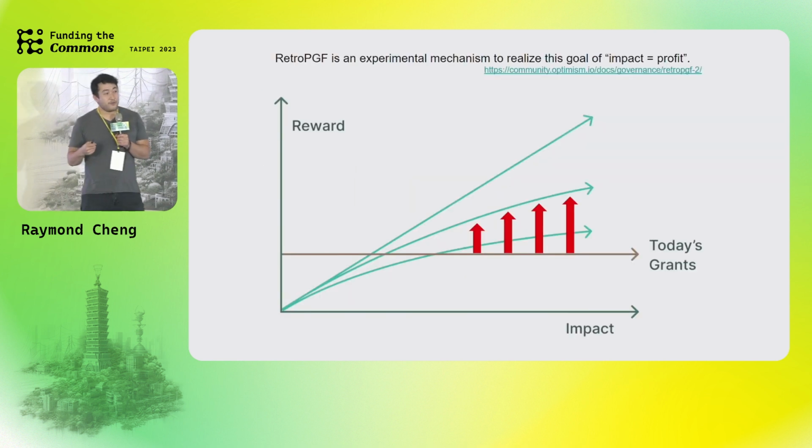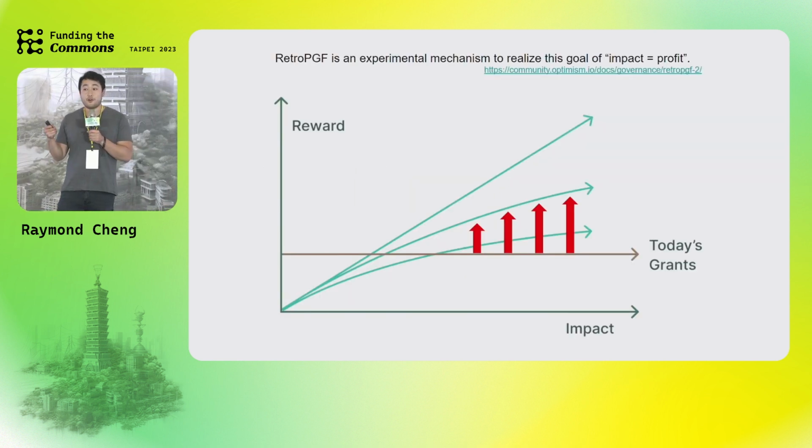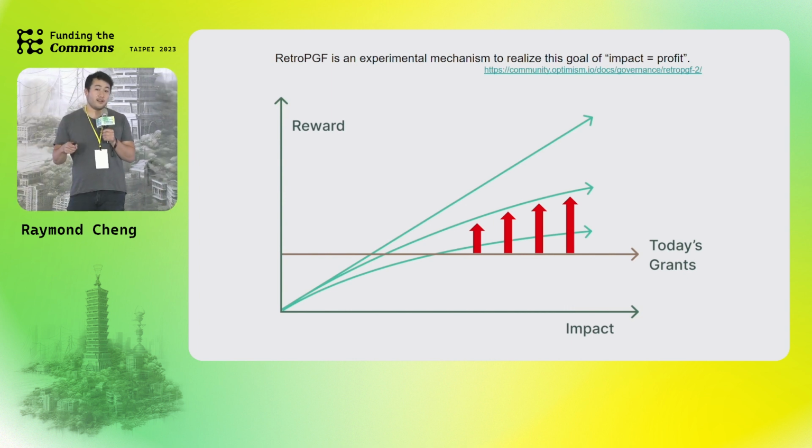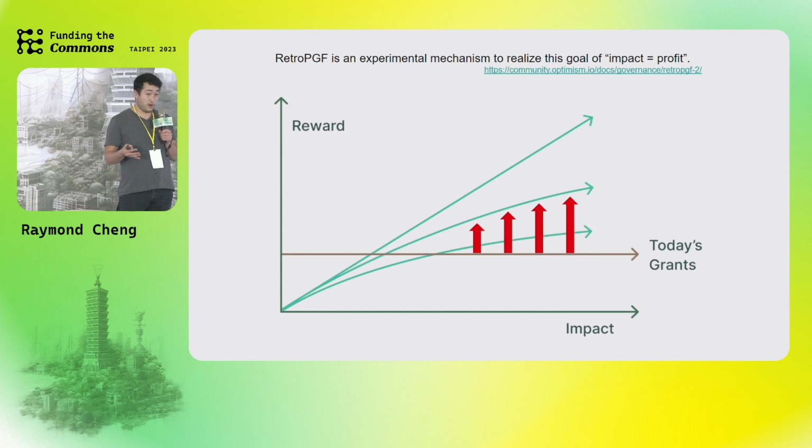At the end of the day, we firmly believe that impact should equal profit. Today, with respect to grants, when you receive a grant, the amount of reward that you get is pretty much fixed, no matter how much impact you generate. And we believe that people should be incentivized to generate more impact, and the more impact that they generate should lead to more financial rewards.